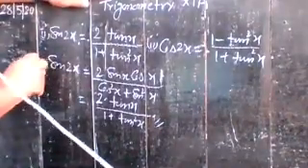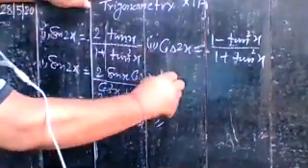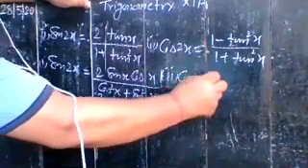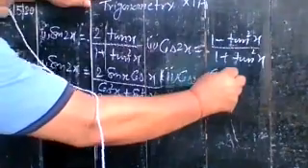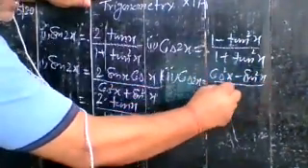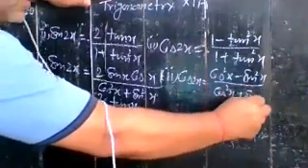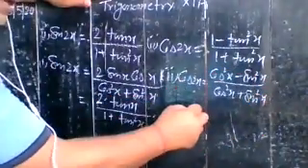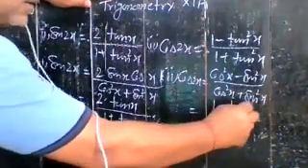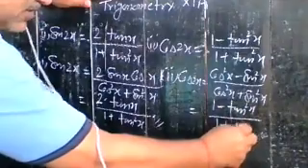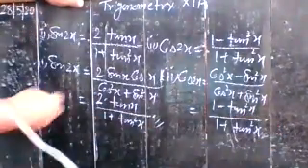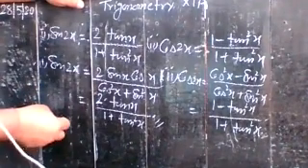This is your first part, and if you want to prove its second part, note it. Cos 2x is equal to cos square x minus sine square x, divided by cos square x plus sine square x. Now dividing numerator and denominator by cos square x, you have 1 minus tan square x upon 1 plus tan square x. So in this way you have its proof.